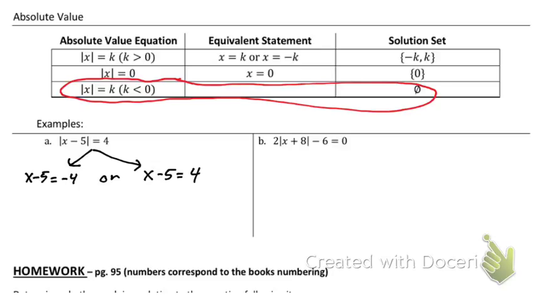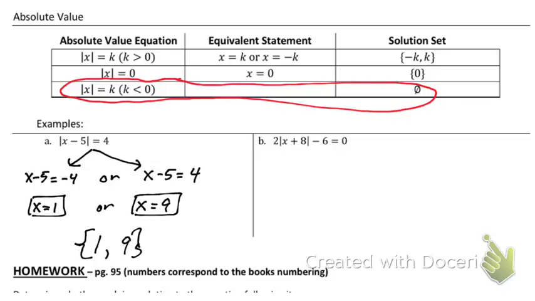So we add 5 to both sides. We have x equals 1 or x equals 9. Or you can write the solution set as 1 comma 9. I don't care how you write it, I just want the answer. Let's double check to make sure this method worked. If I plug a 1 in, 1 minus 5 is negative 4, and the absolute value of negative 4 is a positive 4. If I plug a 9 in here, 9 minus 5 is 4, and the absolute value of 4 is 4.